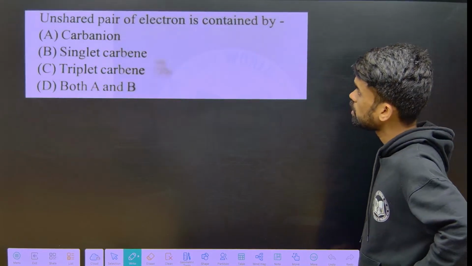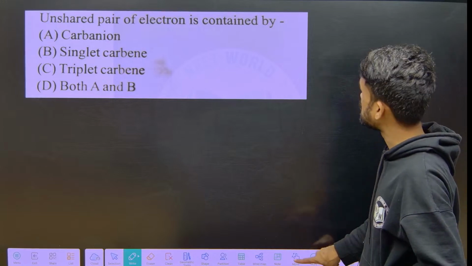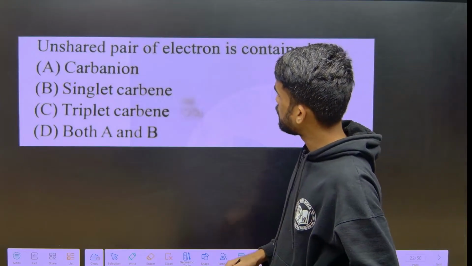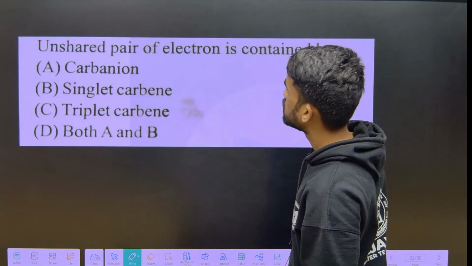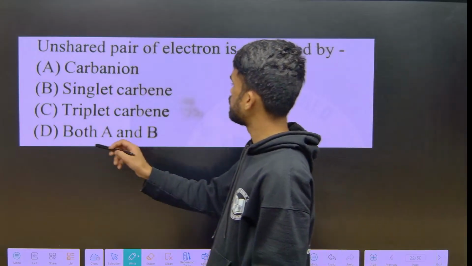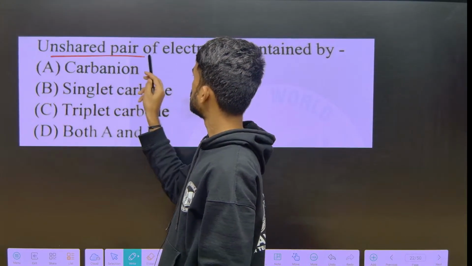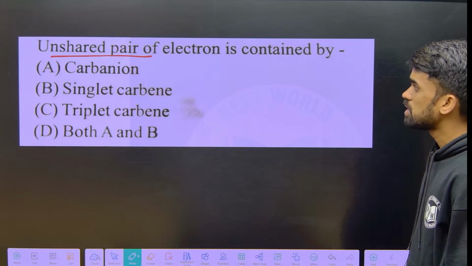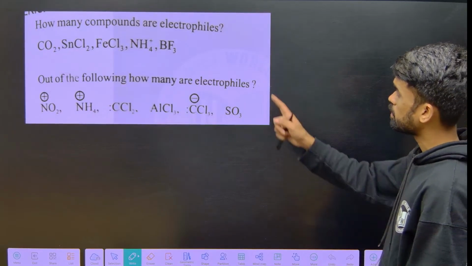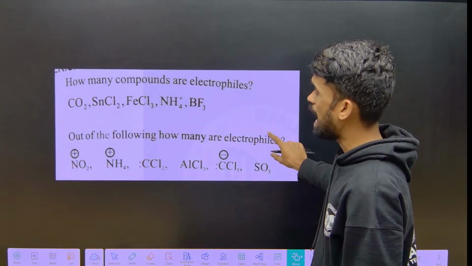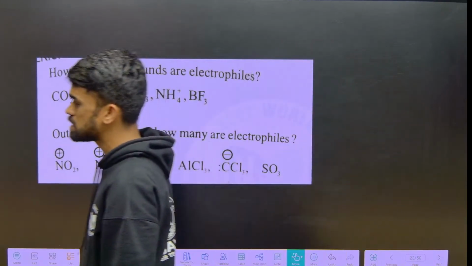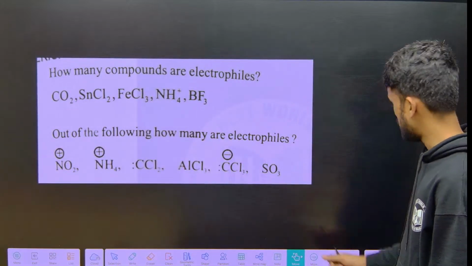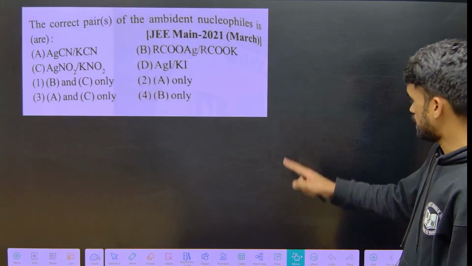Next, unshared pair of electrons is contained by. They are saying unshared pair. Okay, so just try this. Next one, identify electrophiles here. Those who are online, just take screenshots of these, and I want answers for them in the comment box. So these are the questions, take them as a screenshot and try this.